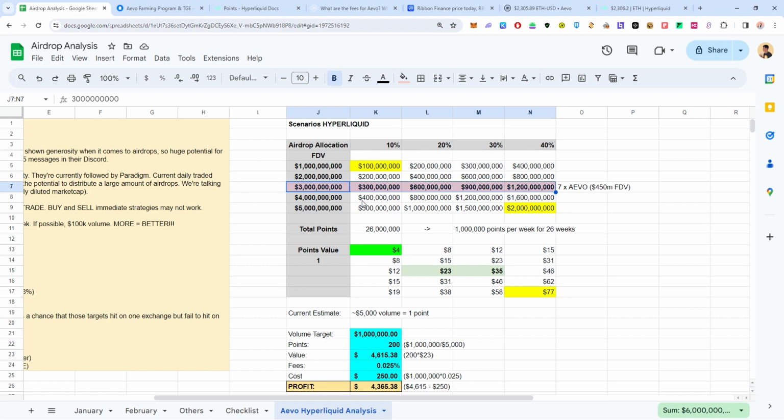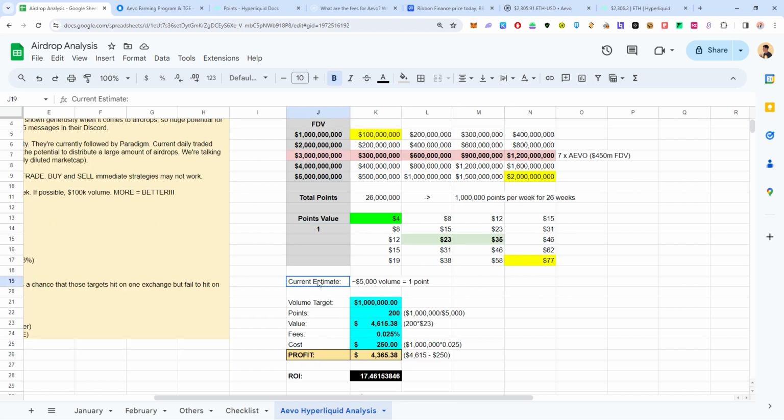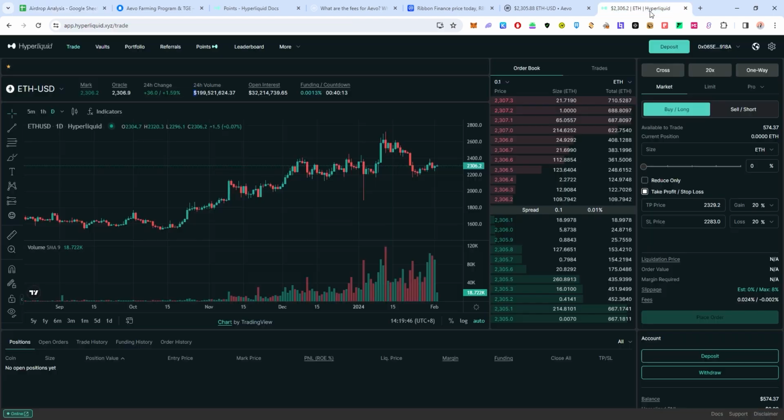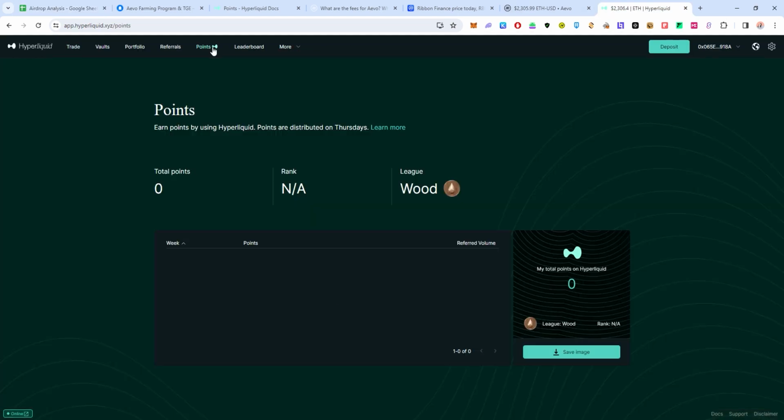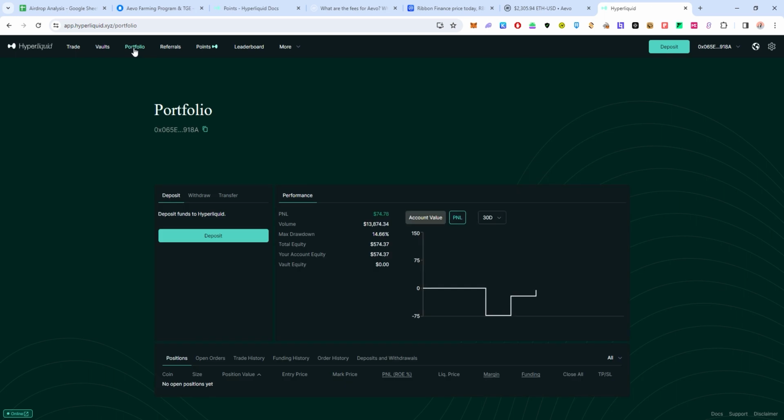We go by a logical calculation to derive exactly how much each point is worth and how much profit you can potentially gain. So now we know the current estimate: 5,000 volume is about 1 point. How did I derive this number? I traded on Hyperliquid to test it out. If you look under points, you can see that I earned 2 points for this week, and if you look at my traded volume under my portfolio, it is at 13,000. And I get 2 points.